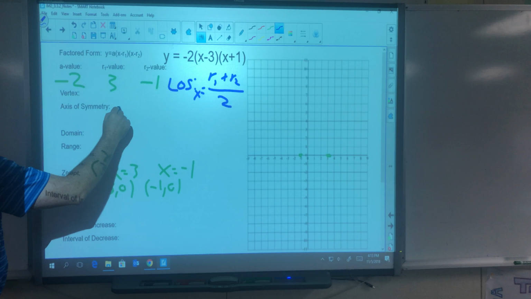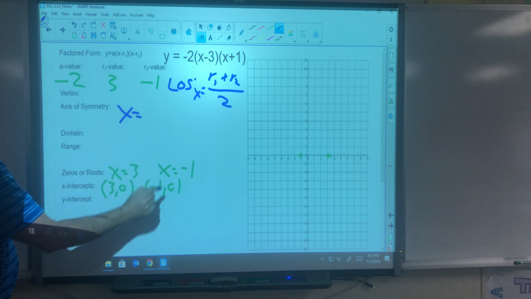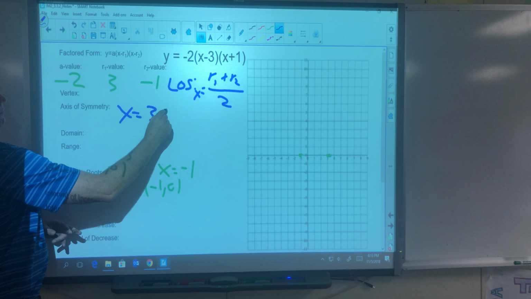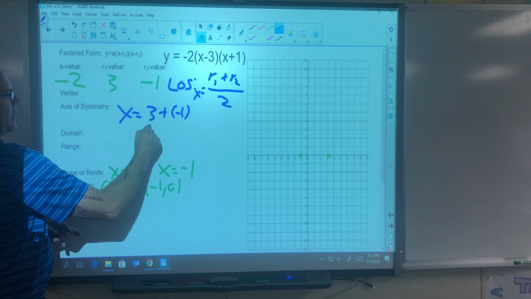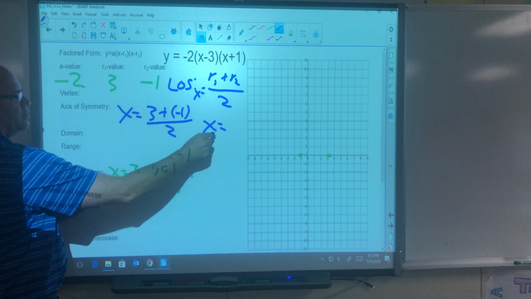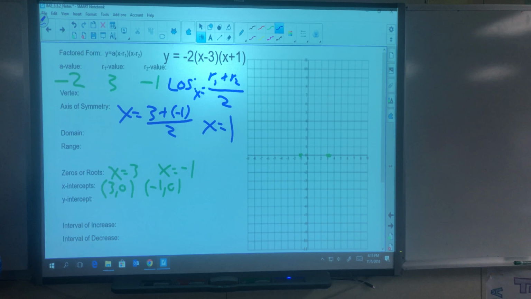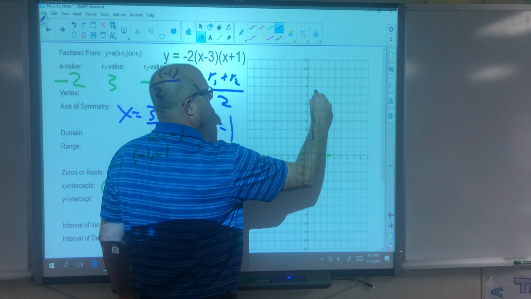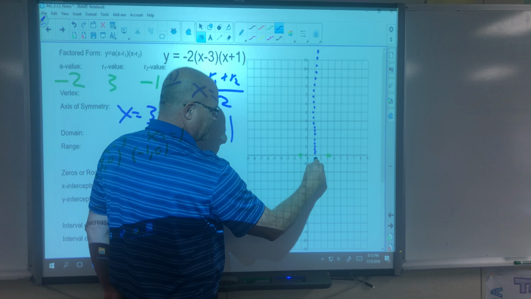So in this case, we're going to get x equals root 1, which we said was 3, plus negative 1, divided by 2. So we get x equals 2 over 2, which is 1. So my line of symmetry here is x equals 1. I'm just going to do a dashed line to represent the line of symmetry.